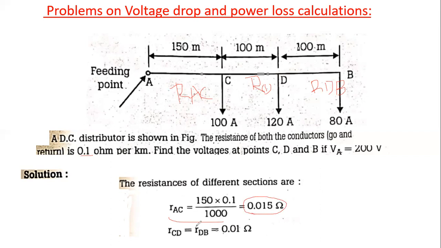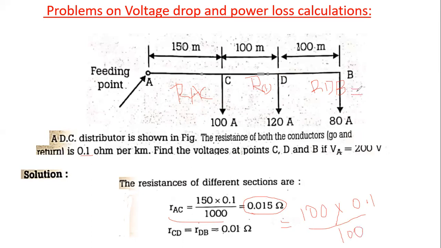Similarly, we calculate the resistance across section CD. RCD is equal to the distance between C and D, which is 100, into the resistance, 0.1 by 1000. Similarly, we calculate the RBD value.